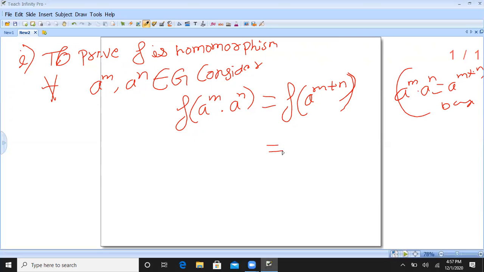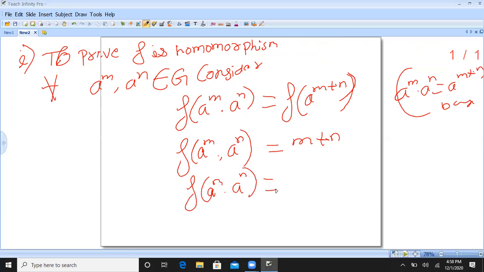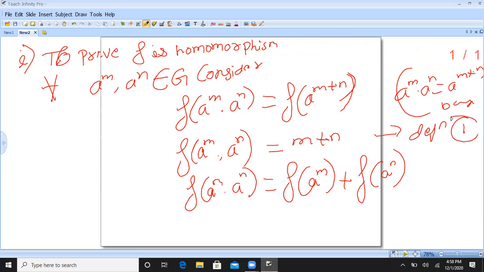So this A raised to m plus n can be written as F of A raised to m into F of A raised to n. Therefore we can write this as m plus n. Or this can be written as F of A raised to m into A raised to n is equal to F of A raised to m plus F of A raised to n. This is by the definition of one-to-one. Using the law of indices you can write m plus n, or you can skip this and directly write F of A raised to m plus F of A raised to n.